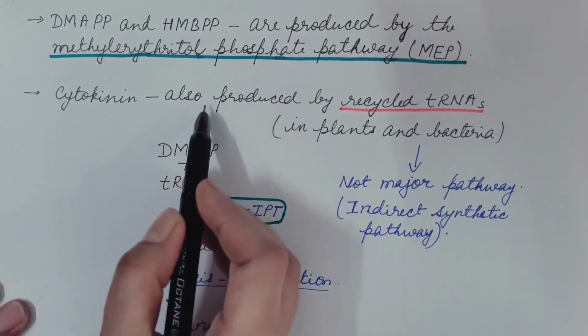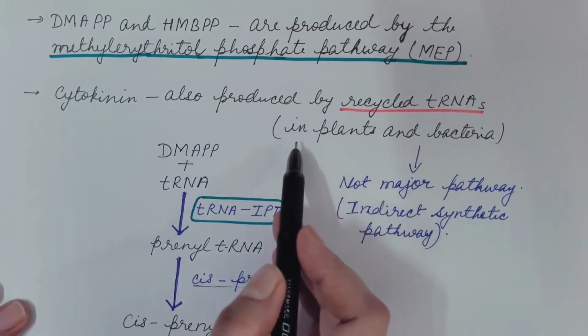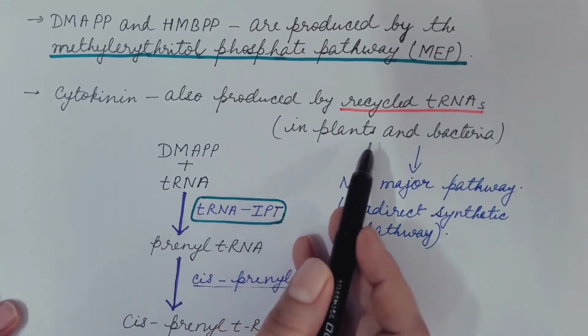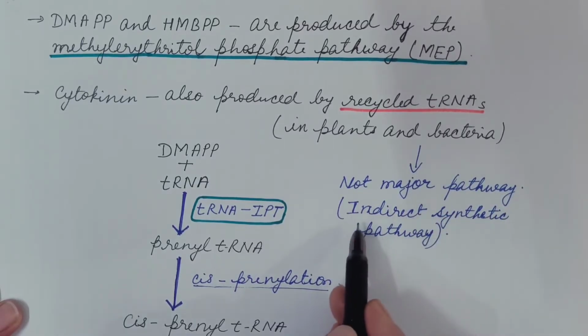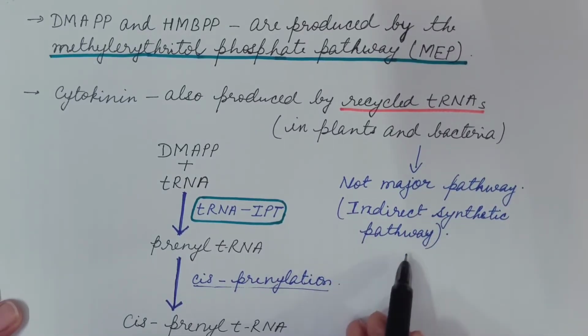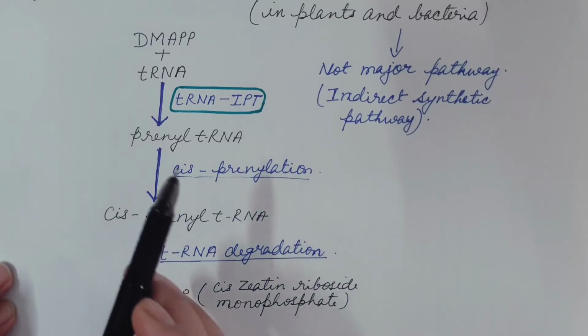So in addition to the above pathway, which is an important pathway for the biosynthesis of cytokinin in plants, cytokinin is also produced by recycled transfer RNA, which is seen in plants as well as in bacteria. It is not a major pathway, it is an indirect synthetic pathway. Let us see this pathway.